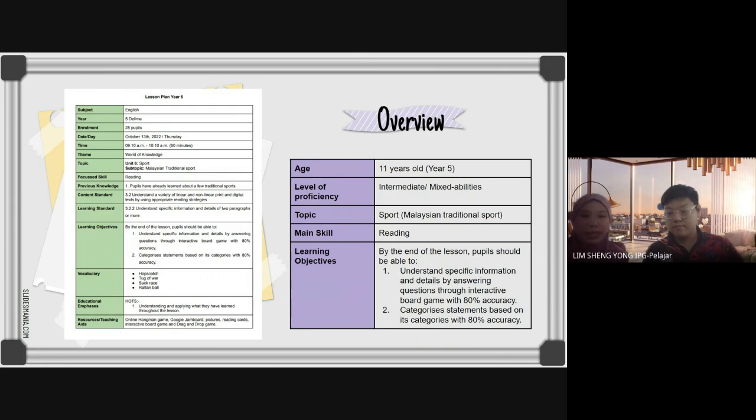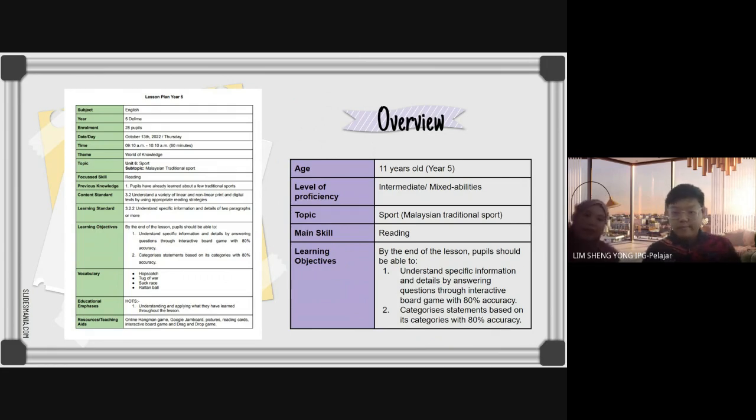The main skill is reading, and there are two learning objectives for this original lesson plan. By the end of the lesson, pupils should be able to, one, understand specific information and details by answering questions through an interactive board game with 80% accuracy, and two, categorize statements based on their category with 80% accuracy. At the side is the overview of the lesson plan.